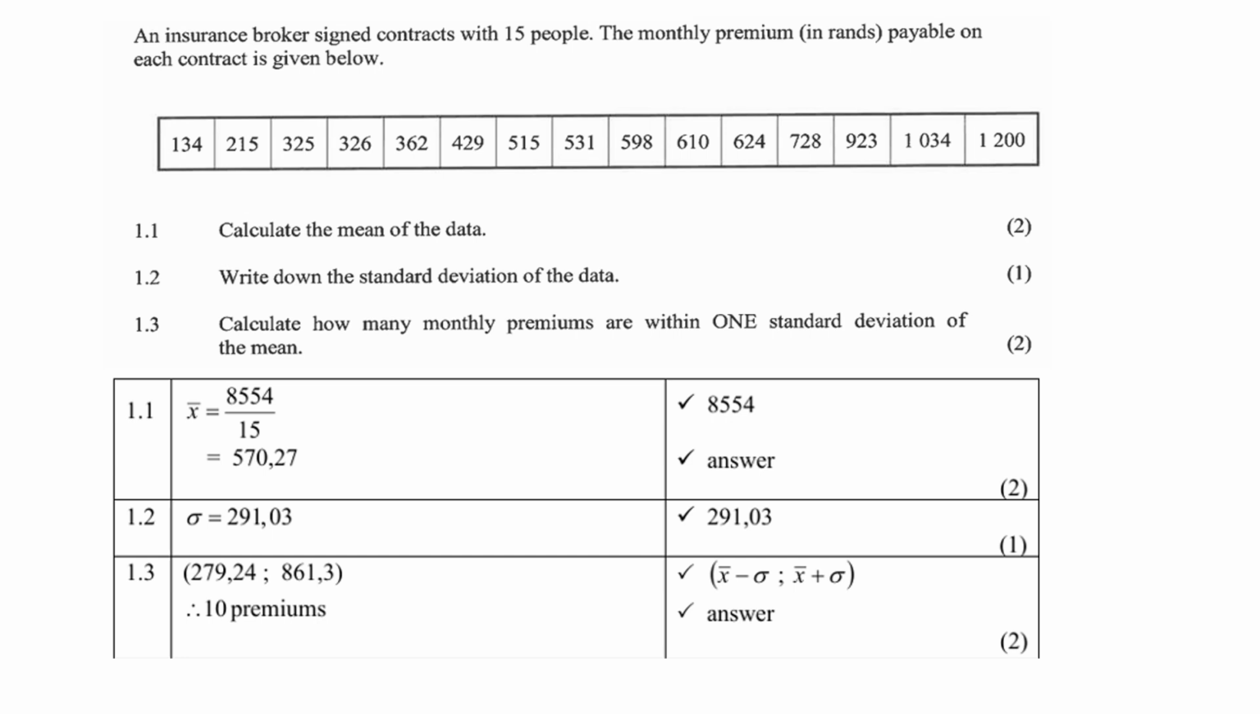Right, question 1.1, calculate the mean of the data. And of course, to find the mean, you will remember, you have to add up all 15 values. That should give you 8,554. And then, of course, divide by 15, because there are 15 values. And that should give you the mean of 570,27.